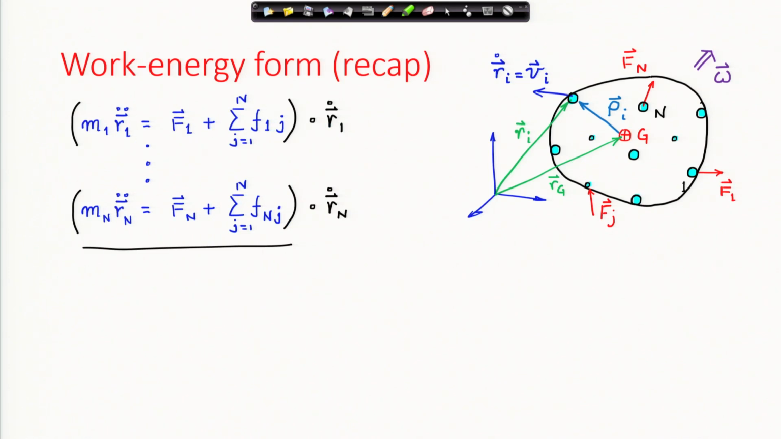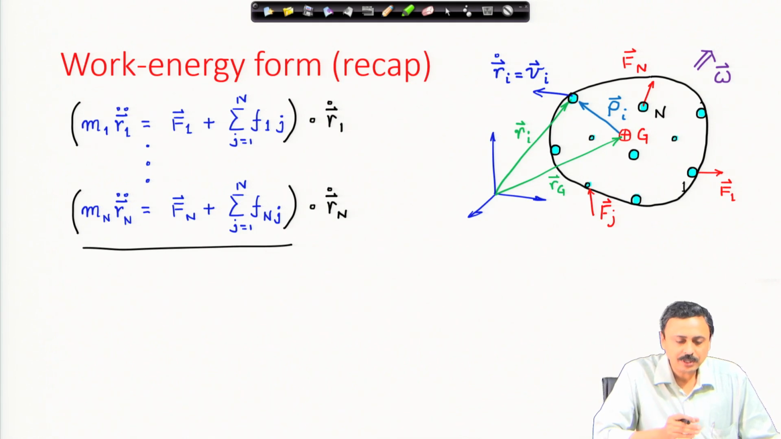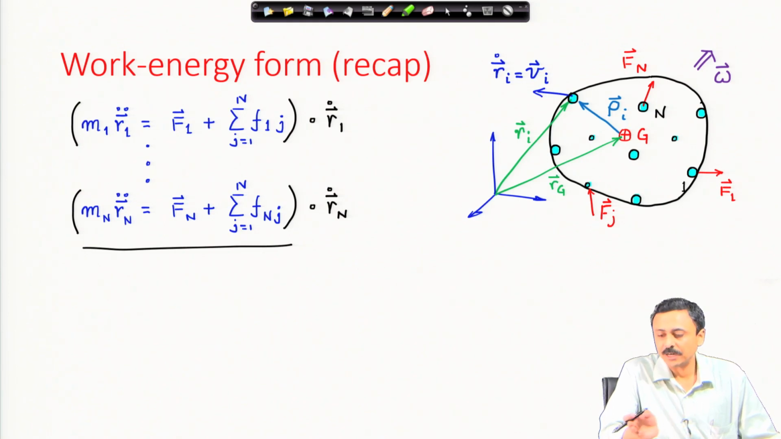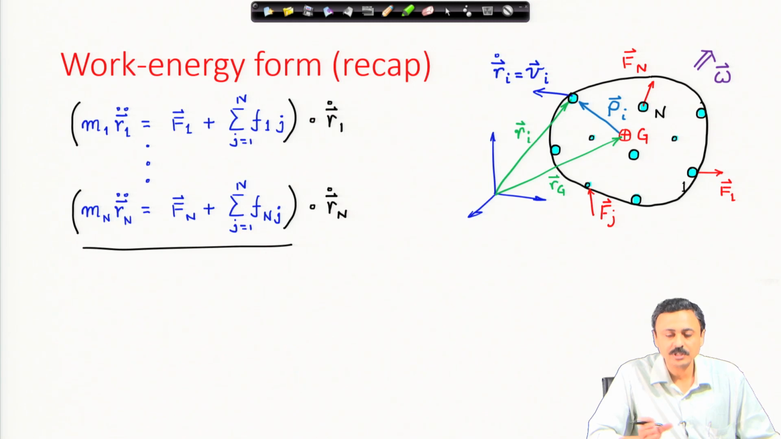Just to recapitulate what we had discussed for a system of particles, because this is what we are going to extend to rigid bodies. Here we had written out Newton's second law for all the particles. Suppose we have n particles, we write down Newton's second law for all these particles, and we had taken the dot product of each of these equations with the corresponding velocity of that particle. So, the first equation gets a dot product with r 1 dot, and so on. The nth particle equation is dot producted with the velocity of the nth particle.